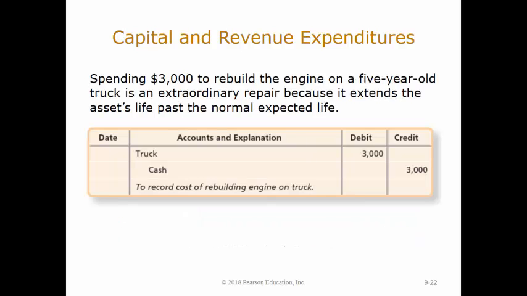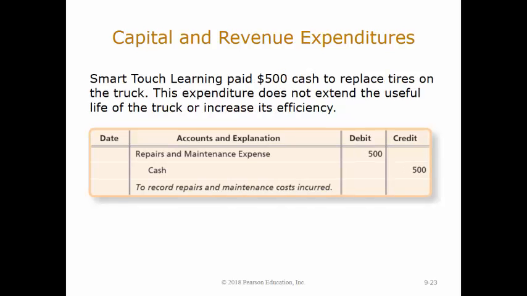Spending $3,000 to rebuild the engine on a 5-year-old truck is an extraordinary repair because it extends the asset's life past the normal expected life. The $3,000 is capitalized by debiting truck and crediting cash. Smart Touch Learning paid $500 cash to replace tires on the truck. This expenditure does not extend the useful life of the truck or increase its efficiency. The $500 is expensed by debiting repairs and maintenance expense and crediting cash.